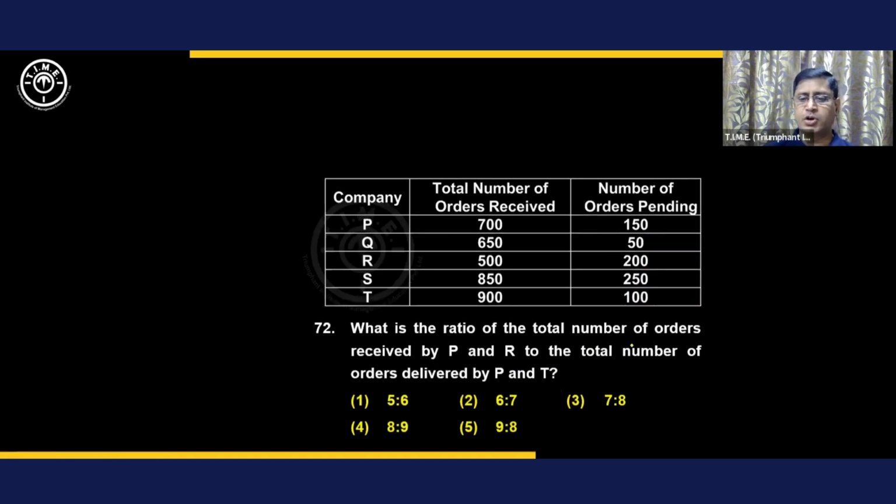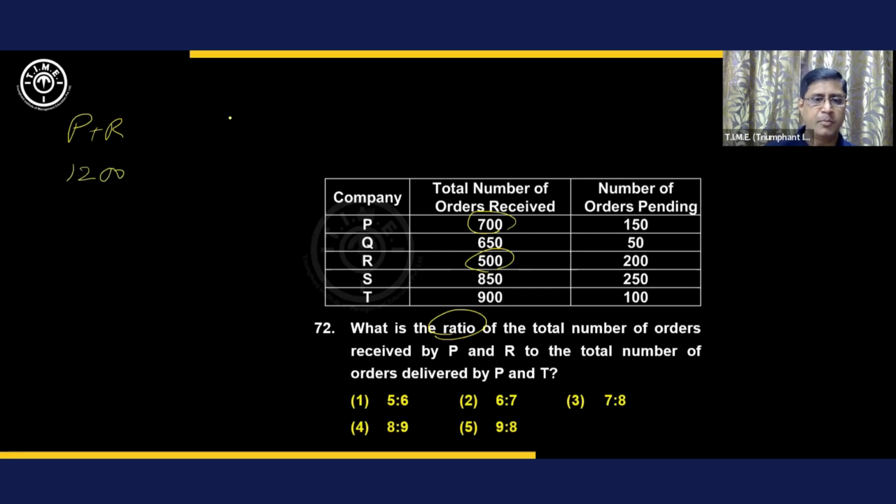What is the ratio of the total number of orders received by P and R to the total number of orders delivered by P and T? So what to find? Ratio to be found. P and R. What is the orders received? Number of orders received here, it is 700 plus 500. 700 plus 500 is equal to 1200.